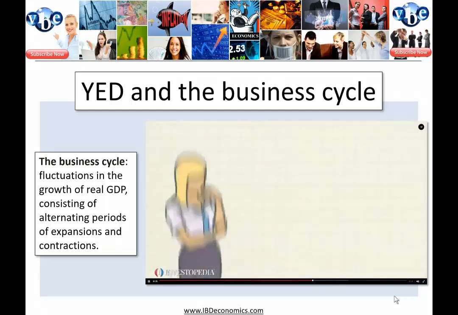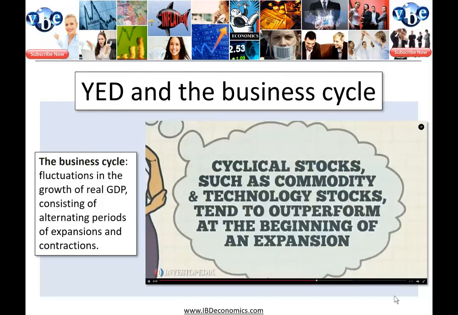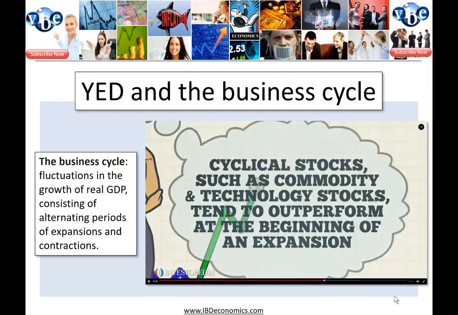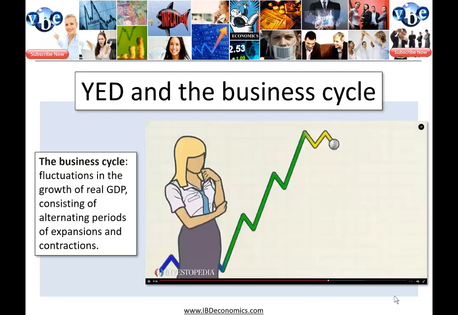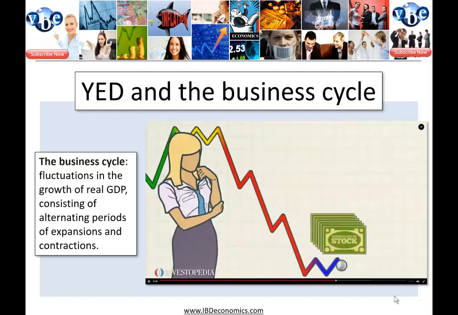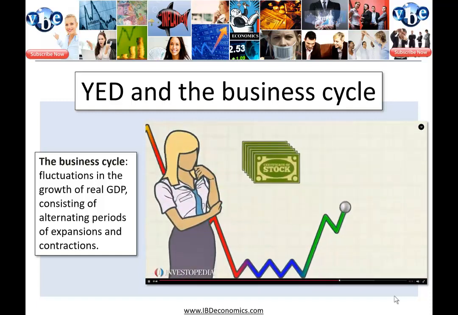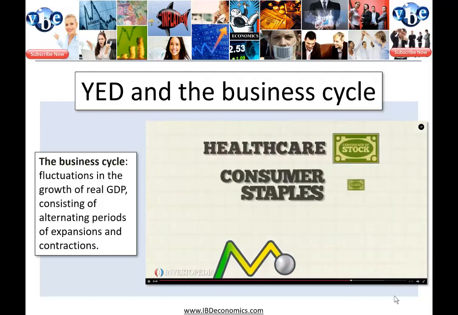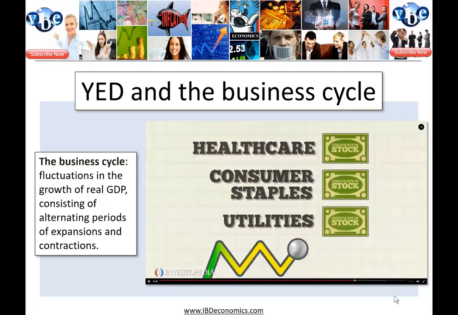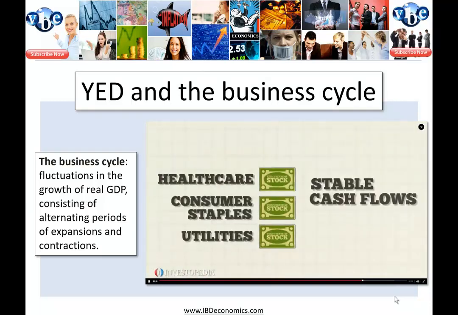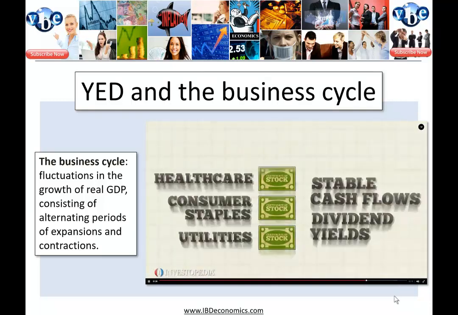Investors who think they can time the market may be able to profit from business cycles by choosing the right stocks. Meredith knows that cyclical stocks, such as commodity and technology stocks, tend to outperform at the beginning of an expansion, so she tries to purchase them at the end of the contraction when they are underpriced, then sell them at a profit in the early part of the expansion. When Meredith thinks the economy is overheating, she buys healthcare, consumer staples, and utility stocks, which tend to outperform during recessions because of their stable cash flows and dividend yields.